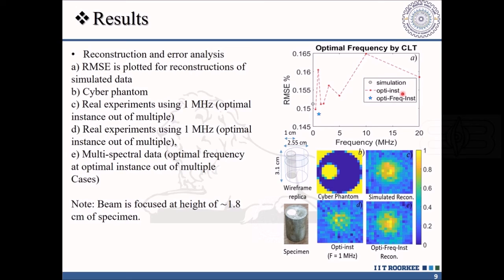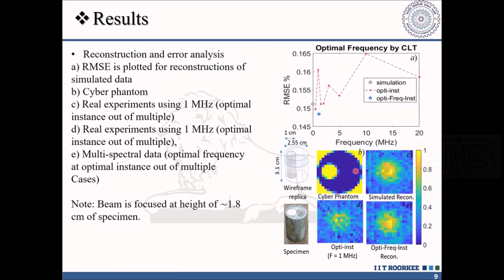For the optimal instance value, the minimum RMSE is given by 0.5 MHz, and then 1.5 MHz, then 2 MHz, then 5 MHz, and so on. These show a correlation in RMSE, and the central limit theorem output has verified the hypothesis that the optimal frequency can be set by applying the central limit theorem.